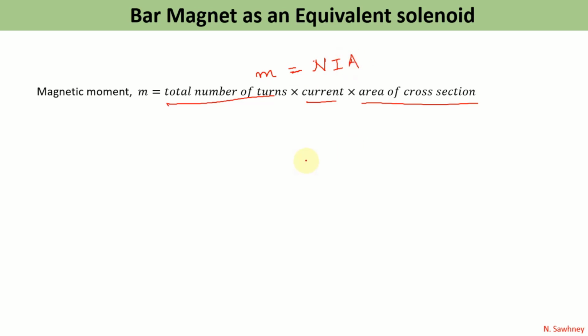So here N is the number of turns per unit length. The total length is 2L, so the total number of turns will be N times 2L, and current is I, and the area of cross section is pi a square. So in the numerator of the earlier expression, we will put down this magnetic moment like this. So we have obtained the magnetic field expression as mu naught upon 4 pi into 2m upon r cube.